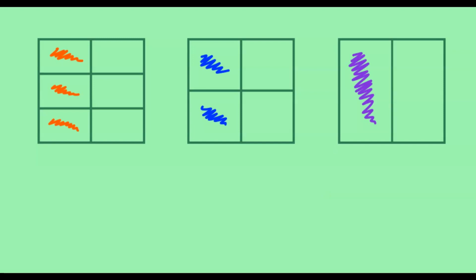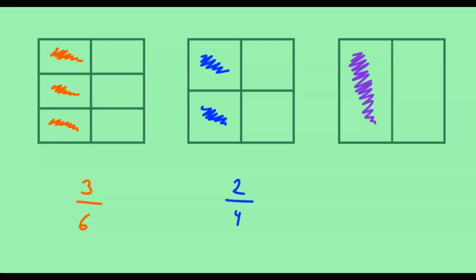Now, in the first rectangle, we have a total of 6 parts, so 1, 2, 3, 4, 5, and 6. And out of them, 3 are shaded. So what fraction does that represent? It represents the fraction 3 divided by 6. If we have a look at the second rectangle, we have 1, 2, 3, 4 parts. And out of those 4 parts, 2 are shaded. So what fraction does that represent? It represents 2 divided by 4.